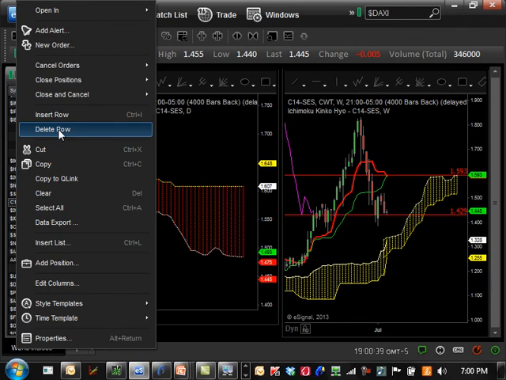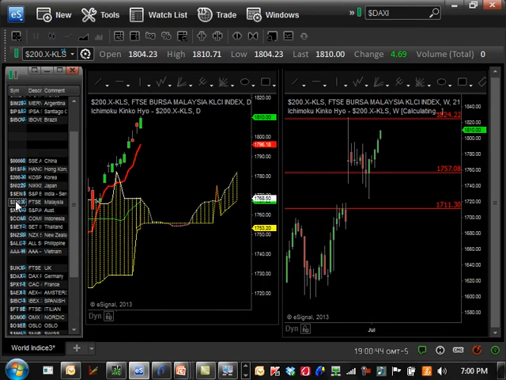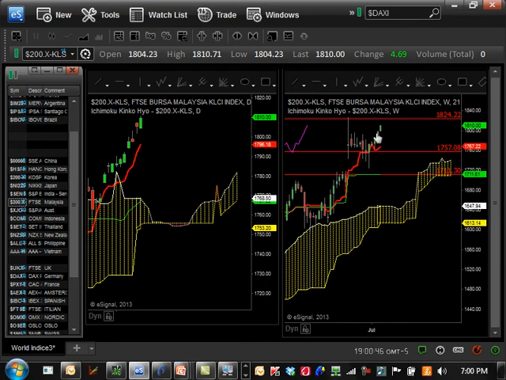Let's delete this too. Okay, Malaysia. So Malaysia here, you could see it's trying to retest the high 1824. It's getting closer and closer there. Support is going to be 1757.